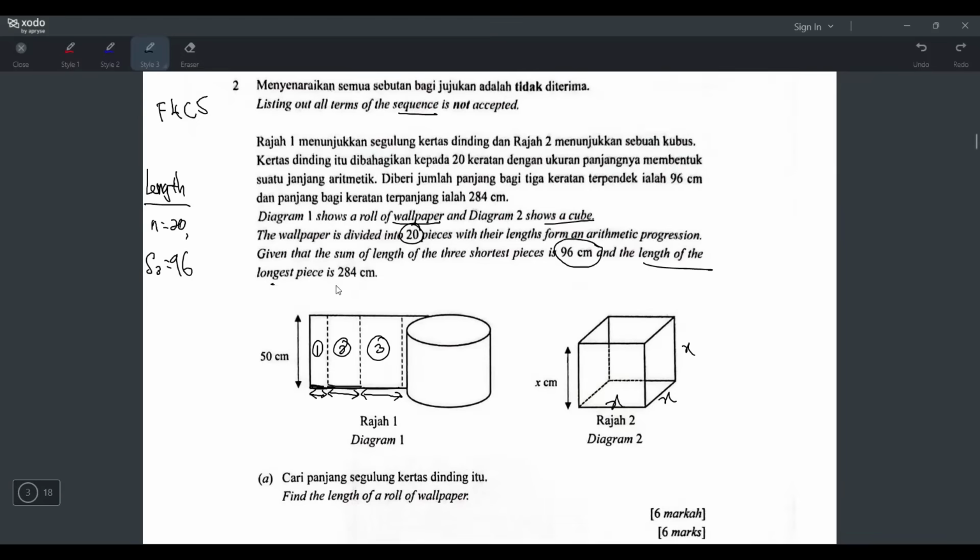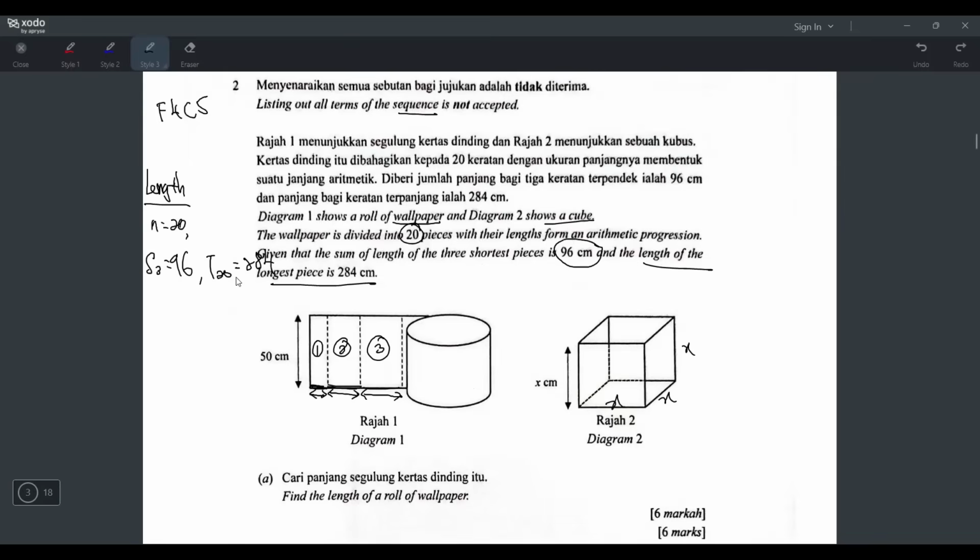And then the length of the longest piece is 284. Okay, the longest piece will be the last one, right? Yeah, because the first one is the shortest length, second one is a bit longer, and then the third one is even longer. So if you want the longest piece, it will be the T20. Not S20, just the T20 because this is only the length of the longest piece. So equals to 284 like that, right?